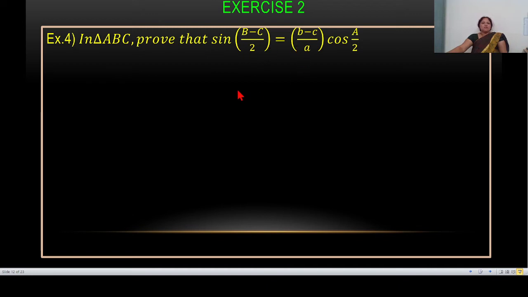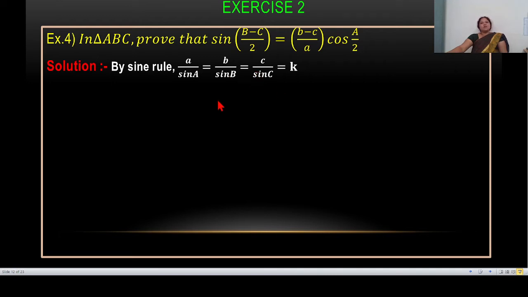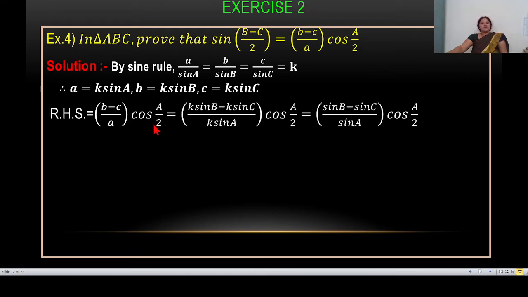sin ((B minus C) upon 2) equal to ((b minus c) upon a) into cos (A upon 2). By using sine rule, a upon sin A equal to b upon sin B equal to c upon sin C equal to k, and therefore a equal to k sin A, b equal to k sin B, c equal to k sin C. RHS of this equation is (b minus c) upon a into cos (A upon 2). Here put b equal to k sin B, c equal to k sin C, a equal to k sin A, into cos (A upon 2) as it is.